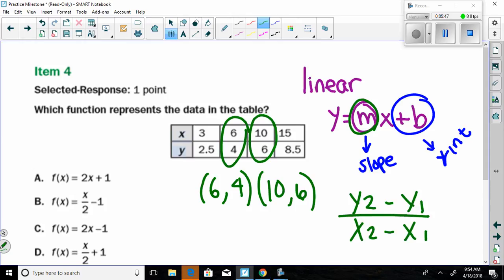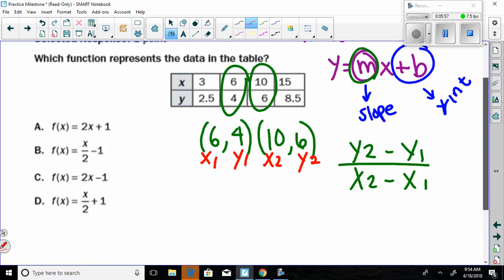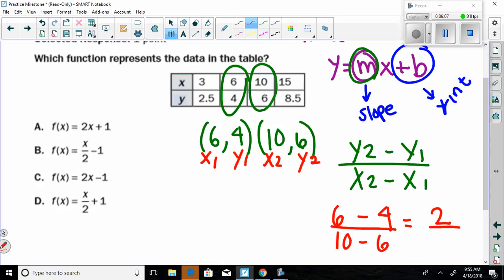And so now I need to label. So how do I label? X1, X2, beautiful. And then plug it in, right? So what is 6 minus 4 and 10 minus 6? What's 6 minus 4? 2. And 10 minus 6? 4. What does that reduce to? Yep, we could divide by 2. And we get our slope is 1/2.